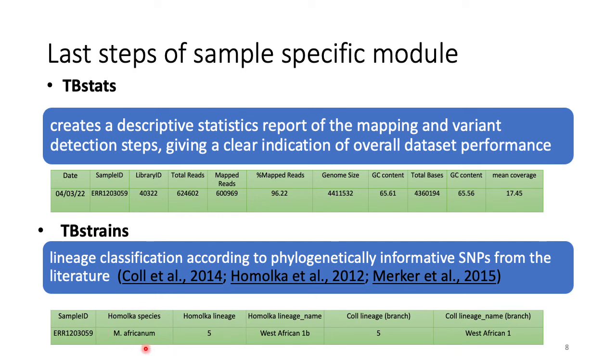So it is a Mycobacterium africanum. It can be from lineage 5 or lineage 6, but you can see the lineage number is lineage 5. And the Homolka lineage name is West African 1b. So the full information of the lineage can be accessed by MTBseq. And based on the Coll lineage classification, the sample belongs to lineage 5, which means West African 1.